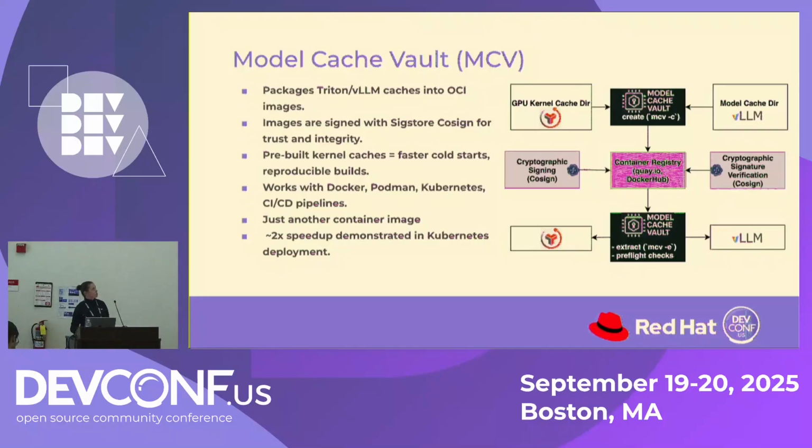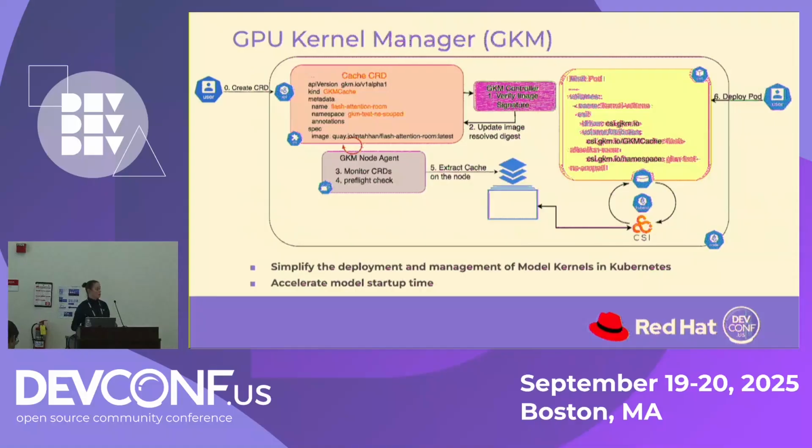And that pretty much concludes the MCU portion of the talk right now. So these will form essentially the bare metal solution for managing your Triton or vLLM caches and distributing them using OCI container images. And these utilities form the building block of the next thing that we're going to talk about, which is GKM, or GPU Kernel Manager.